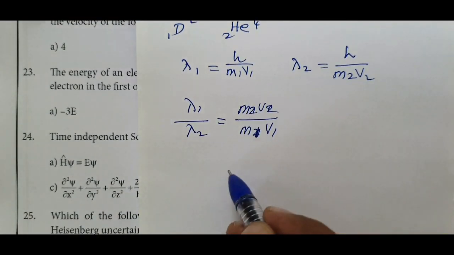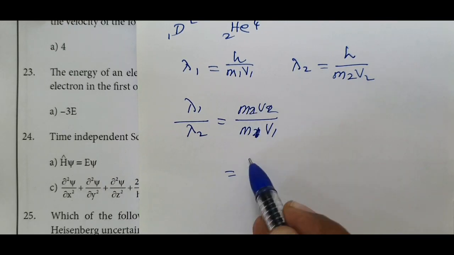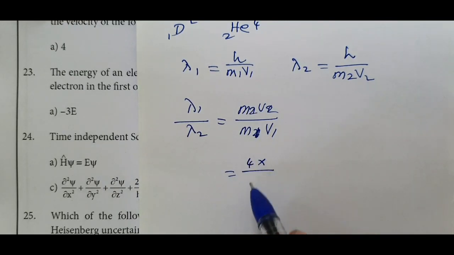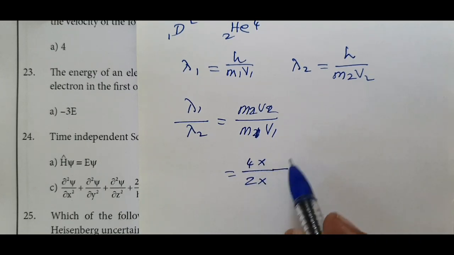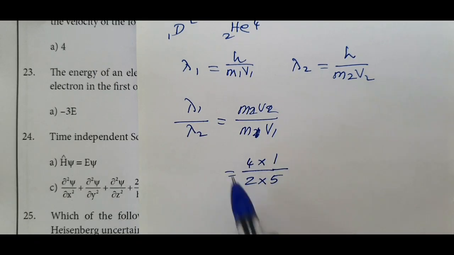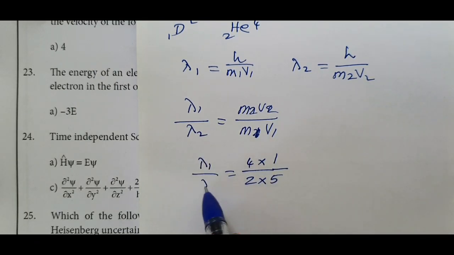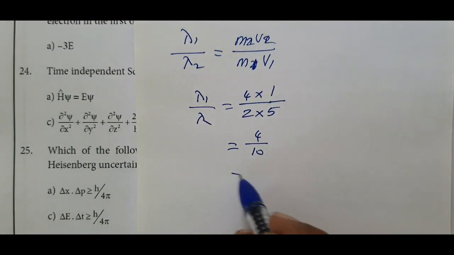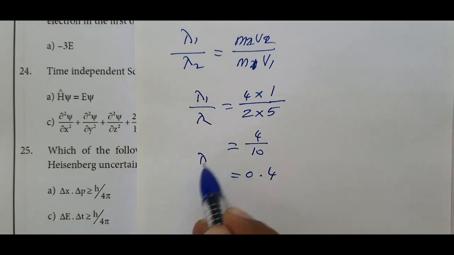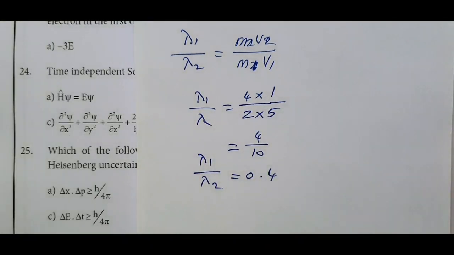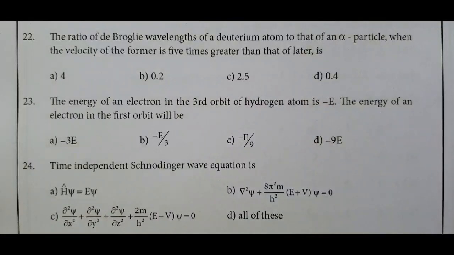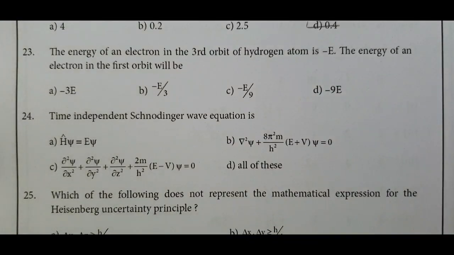So our alpha particle mass equal to 4 into deuterium mass equal to 2 into velocity of the former is 5 times greater than that of the latter. That is given. Lambda 1 by lambda 2 is equal to 4 by 2 into 5 are 10. 4 by 10 equal to 0.4. So, the ratio of deuterium and that for alpha particle equal to 0.4 is the answer. Where is 0.4? This 0.4 is the answer. D is the answer.